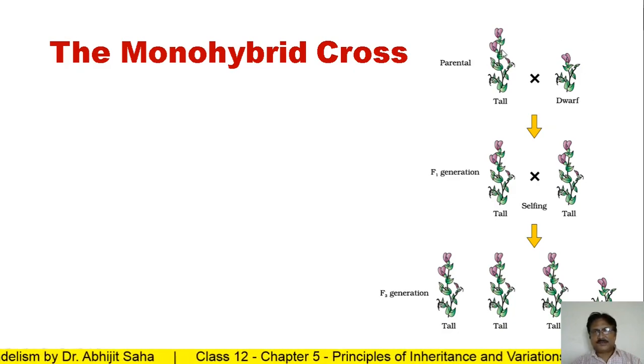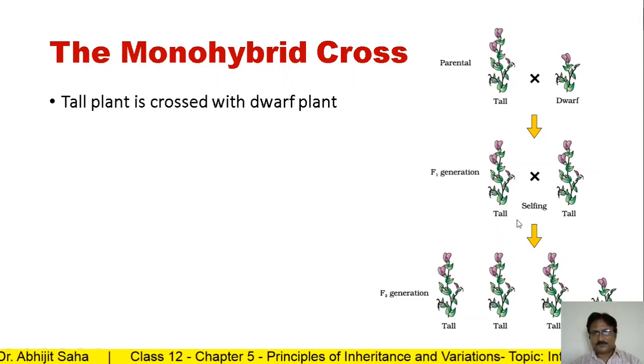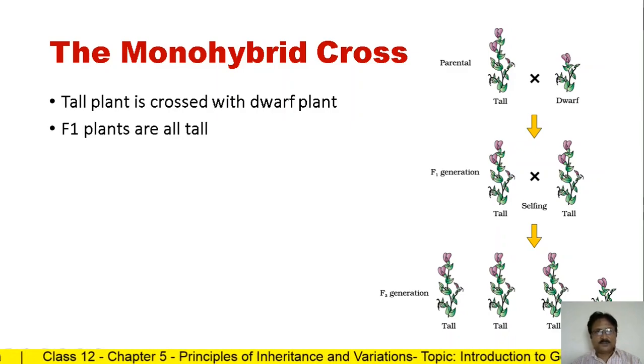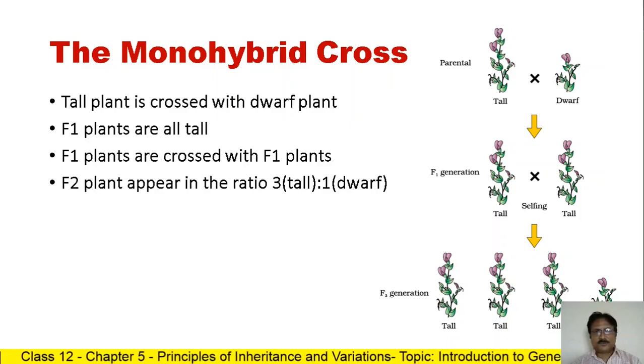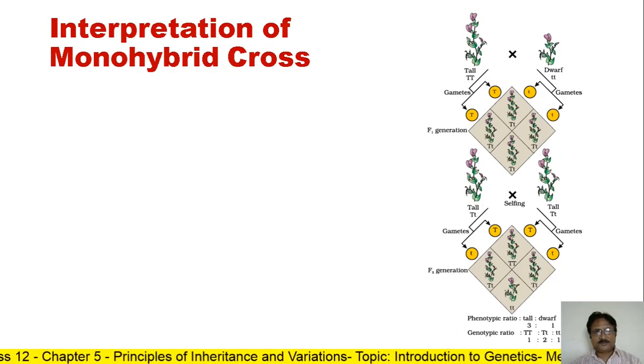What I have just discussed can be shown here. Tall and dwarf gave the tall plants, F1 tall plants. When the F1 tall plants are crossed, here you find 3 tall and 1 dwarf. This is what we have observed and Mendel found during his experiment. Now, how did he get this?